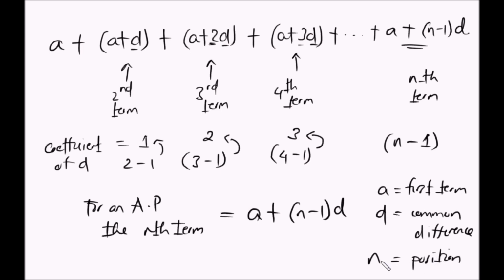Could be the first term. So for first term n is 1. 1 minus 1 itakuwa 0. 0 times d, 0 ndo nabaki na nini? A. So this now is the nth term in an arithmetic progression. Now let's learn how to find the sum of terms in arithmetic progression. So consider this arithmetic progression.